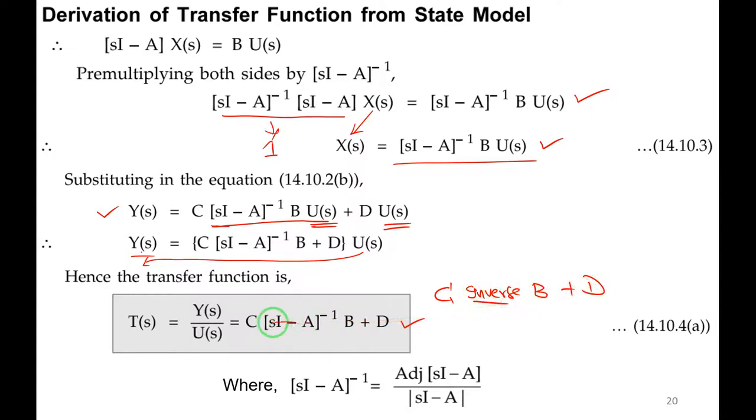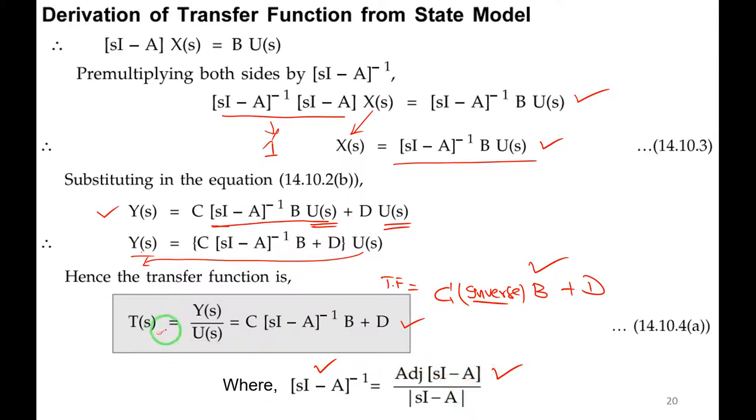Inverse means what? (sI - A) whole inverse. You just remember this: C(sI - A)^-1 B + D is the transfer function equation. Transfer function equation is equal to C(sI - A)^-1 B + D. Here the inverse means (sI - A) whole inverse. So the transfer function depends on the matrices C, B, D and the inverse function (sI - A) whole inverse. And we know how to find this inverse: (sI - A) adjoint divided by determinant, right?